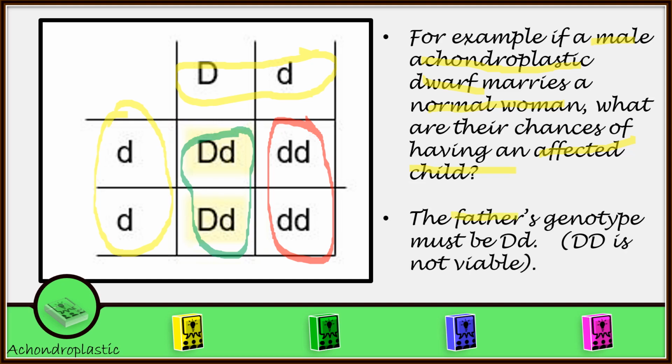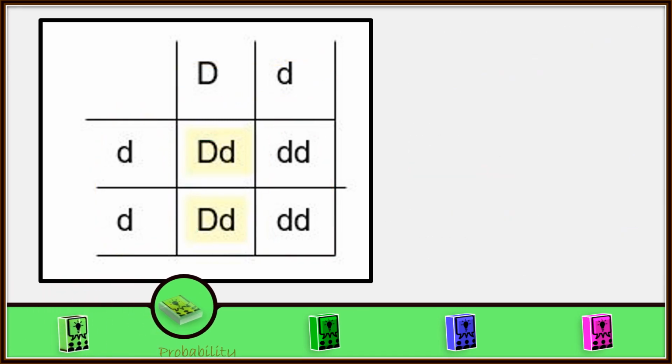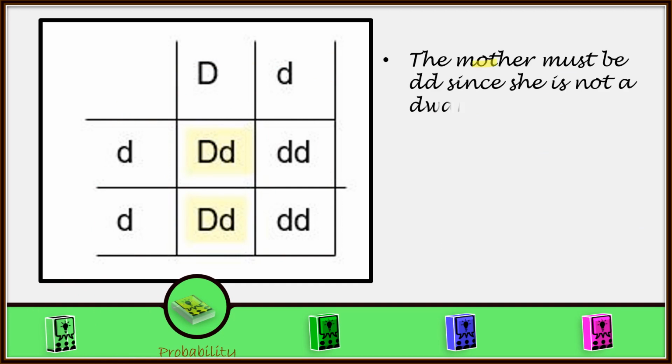The father's genotype must be capital D, small d. Why? Capital D is not viable. An individual or a zygote that is formed with capital D does not survive, cannot be produced. The mother must be small d, since she is not a dwarf.